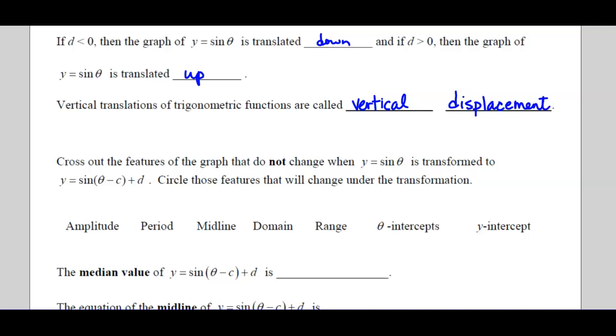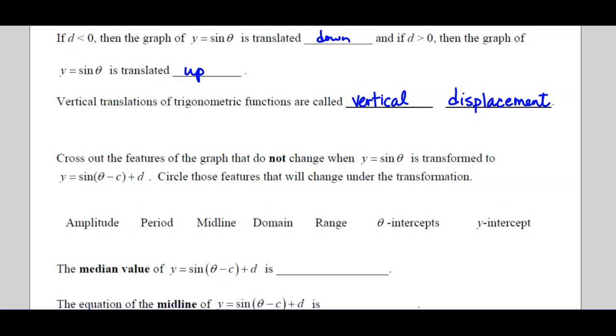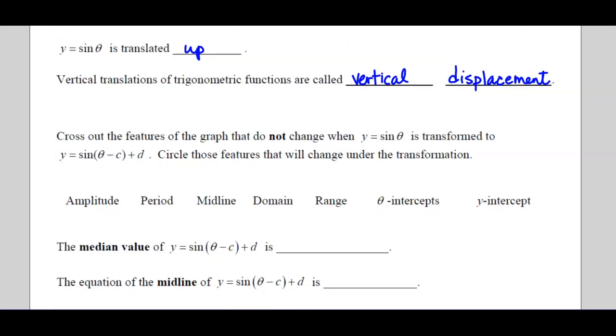We still are going to, when we describe the transformation, use stretch by a factor of whatever, horizontal, vertical, translation left or right. But the phase shift and vertical displacement might be given to us, and we can work with that, but we're not going to really use that in describing our transformations. Okay, so again, we're going to cross out the features that do not change when we do those transformations, and then circle the ones that will change.